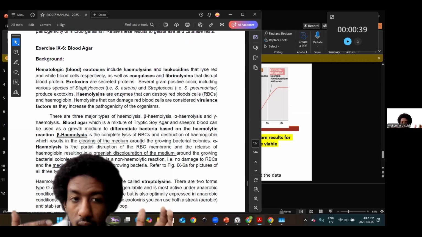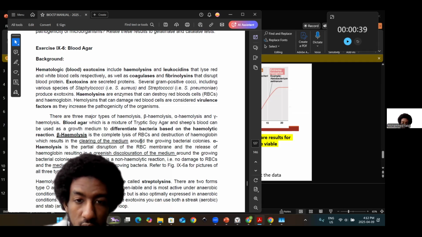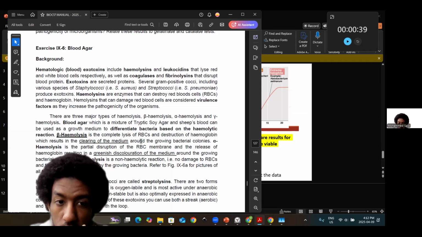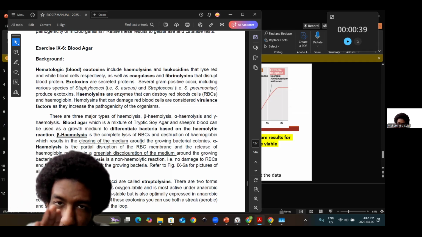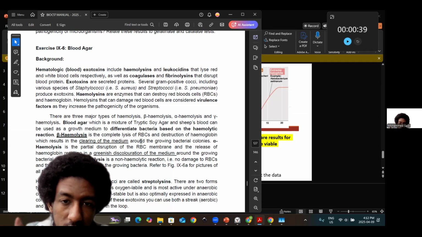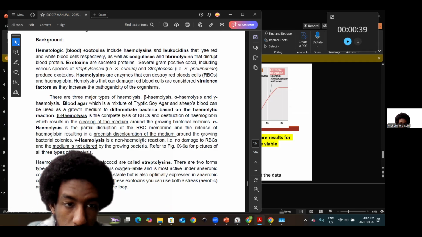Then you have gamma hemolysis, which is non-hemolytic, but essentially the medium appears non-altered. So you'll just see the streak. Based on what you see from your streak, if you see a full clearing, that's beta hemolysis, like a pure yellow hue. If it's a fainter greenish hue, that depicts alpha hemolysis, and gamma is where there appears not a really good streak.